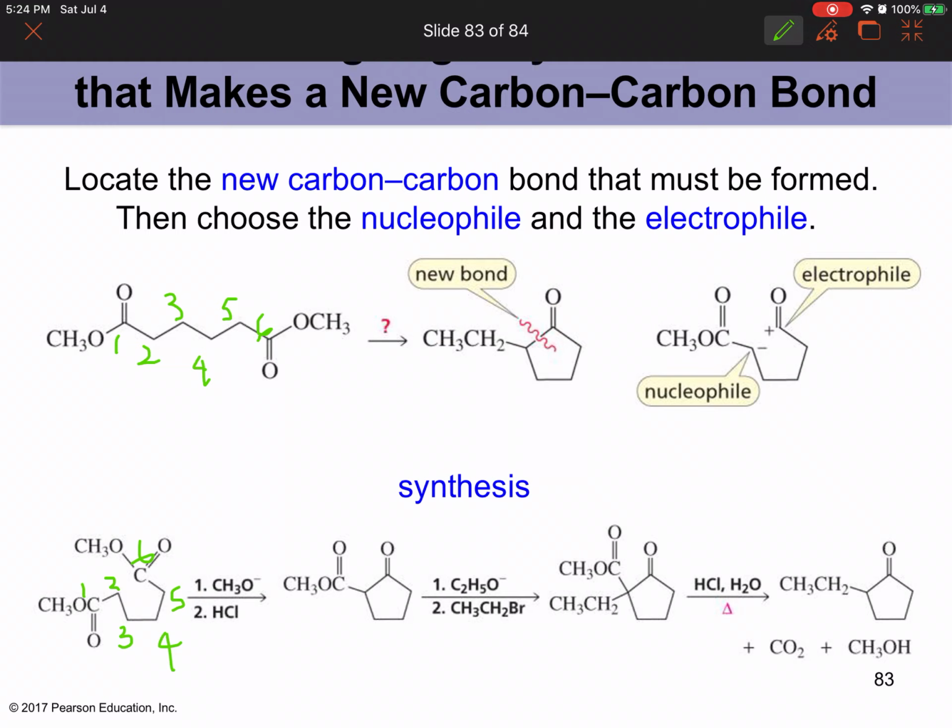Now we redrew it so we can see how the cycle is being formed. Okay, so when you add methoxide, nucleophile, number 2 carbon over here will deprotonate and can act as a nucleophile and forms the bond with this carbonyl carbon. Okay, and then you can lose the methoxy group.